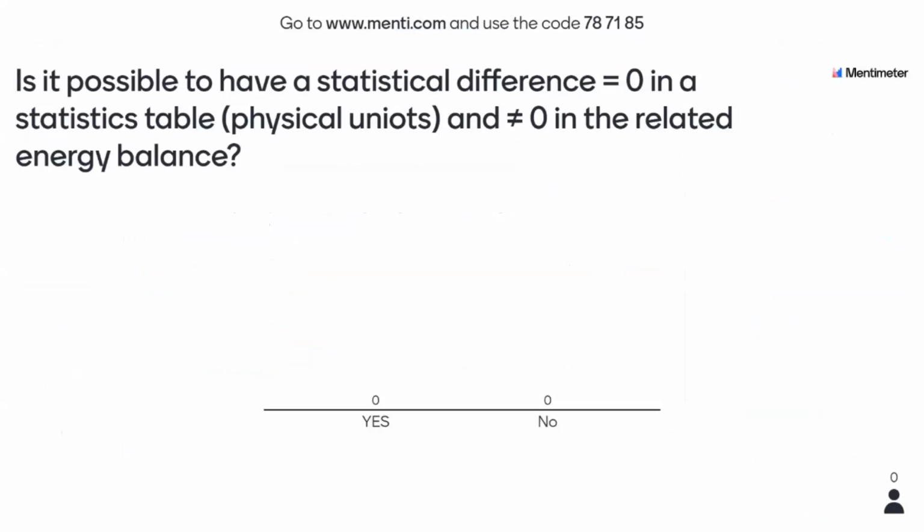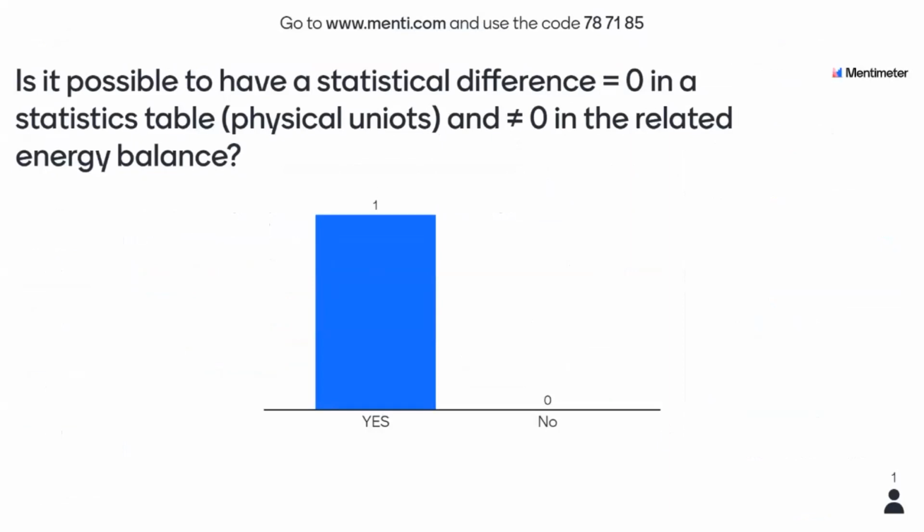So this is just a question to see if you already have some knowledge on what we are going to see today, but it is of course not a big issue if you still don't know, because we are going to speak about that. I see there are some grammar mistakes. Instead of units, we wrote units, but this is of course physical units. The question is: is it possible to have a statistical difference, so a difference between the quantity reported on supply and the quantity reported on all the demands of energy, equal to 0 in a statistic table, but for the same country and the same year, having a statistical difference that is different than 0 in the related energy balance?